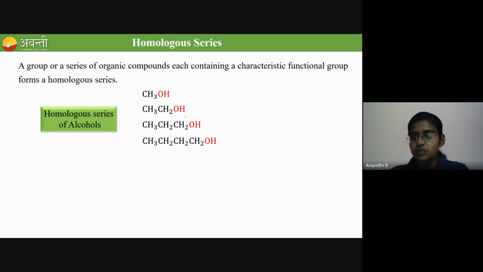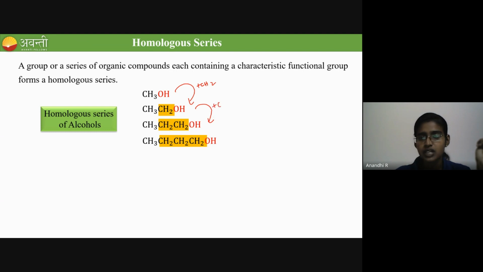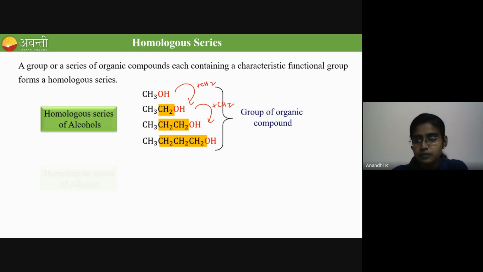Yes, very good, Rashmi. There is a difference between two compounds of CH2 units. If I am going from the first compound to the second compound, what is the difference? CH2 unit is getting added, no? And if I am moving from second to third, from ethanol to propanol, one more CH2 is added. And by the addition of this CH2 part, I am getting a class of compounds, a series of compounds, which are called homologous series.